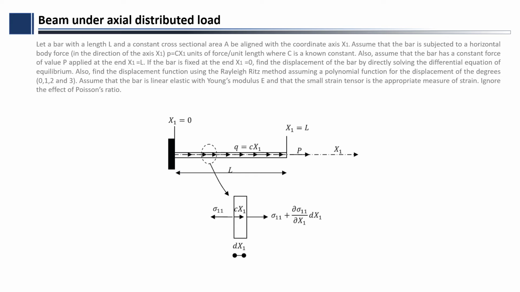Now let's take a look at an example of how to use Rayleigh Ritz method to find approximate solutions. Here we have a beam subjected to axial distributed load cx1, and we have a load P at x1 equals to L, and the beam is fixed at x1 equals to 0. So we are going to find displacement functions along the x1 axis for this beam using Rayleigh Ritz methods with 0, first, and second degree of polynomial functions.